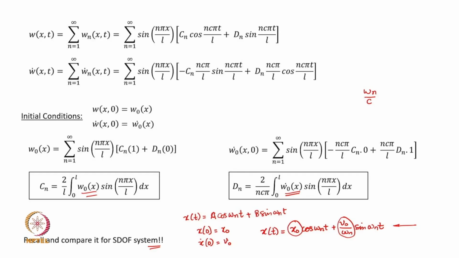The only difference here is that you prescribe the initial conditions at all the x positions, right? So the initial conditions in terms of w naught x and w naught dot x are going to be implemented or applied to every element of the string. It's not going to be discrete in that sense.